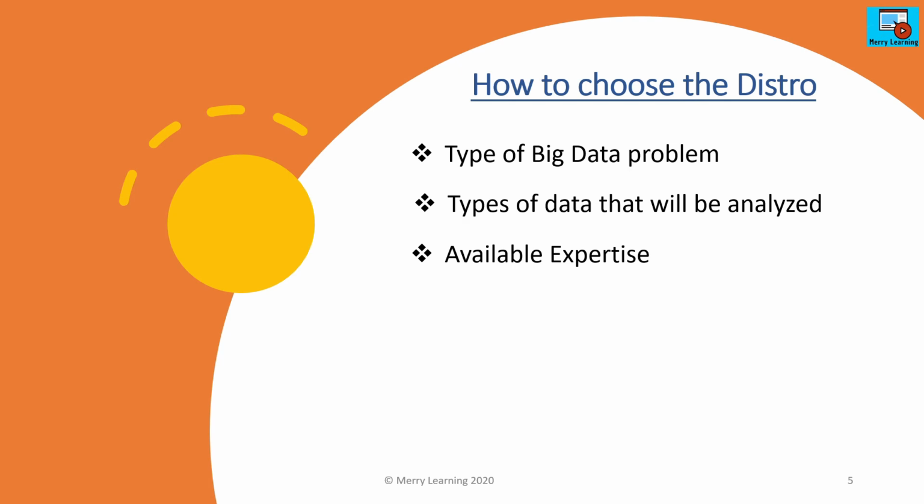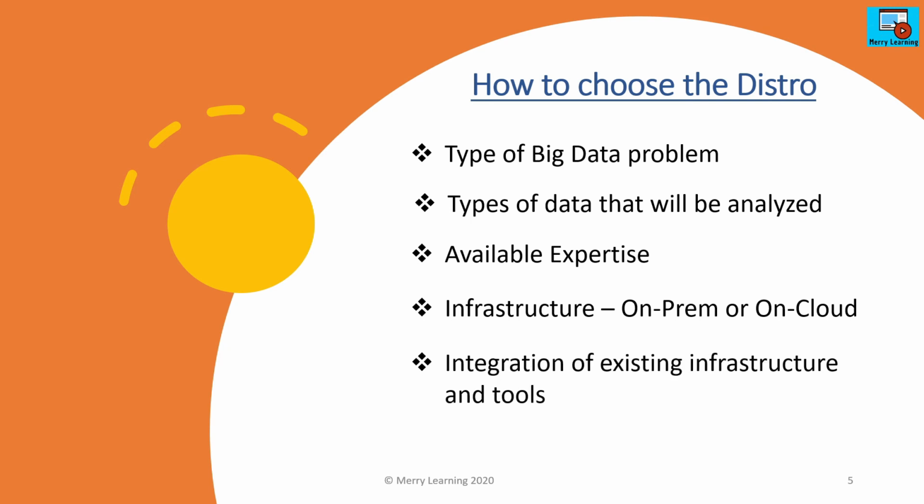Like an organization might have a number of resources who are good in SQL. So picking a distribution which has a good SQL component will make sense. While some other organization might have more number of resources who are good in Python. Then another distribution will make sense and so on. The type of infrastructure that the org is looking for, whether it is on-prem or on cloud, also is a key factor. Then the feasibility of integration of the existing infrastructure and tools of the organization with the distribution is also taken into consideration. And last but not least, the budget in hand and the cost of the distribution.